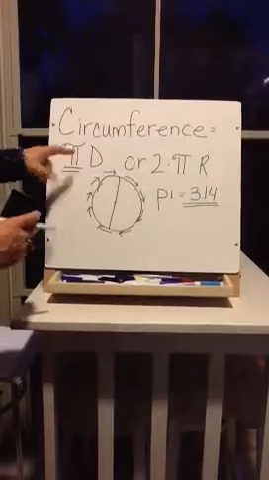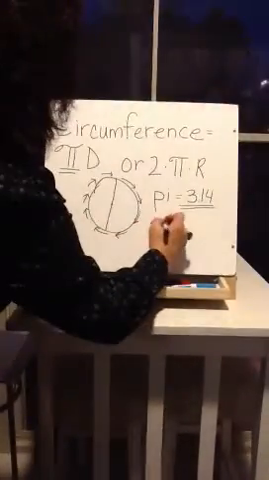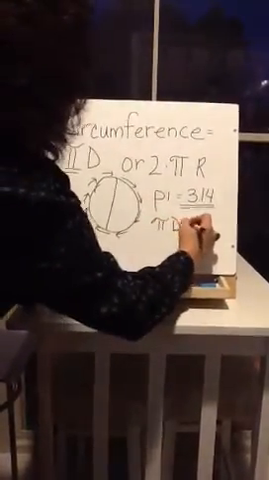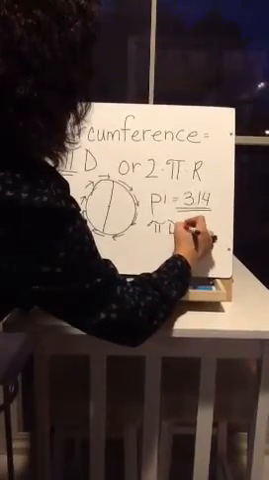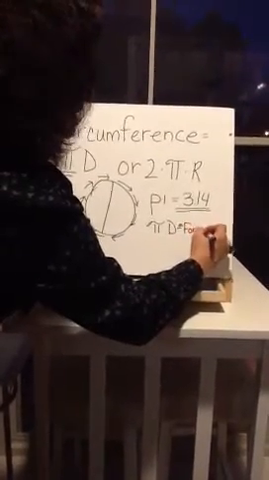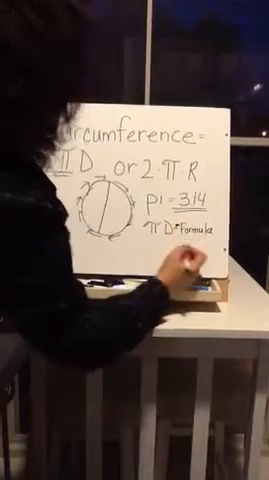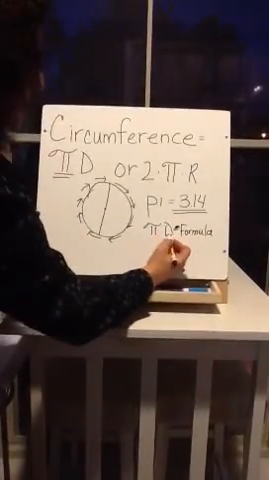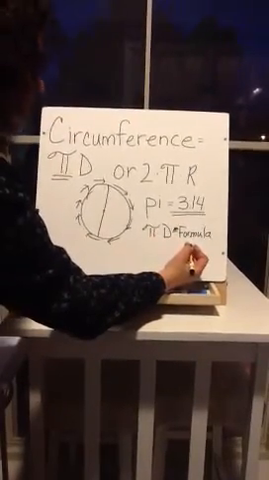So pi, we're going to insert into our formula. I know you'll make fun of me for my accent. Formula, pi times diameter is the formula for circumference.